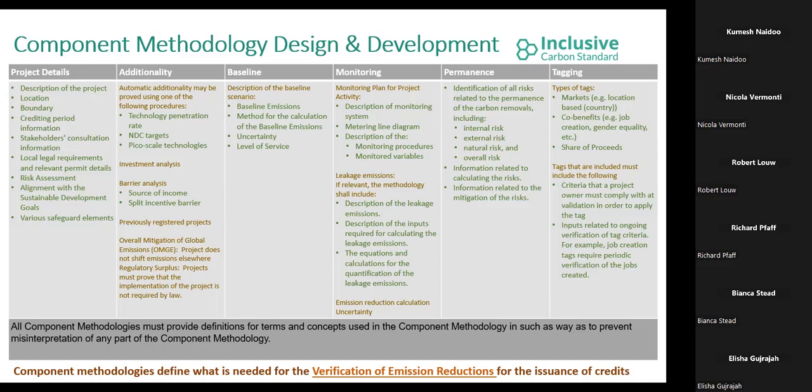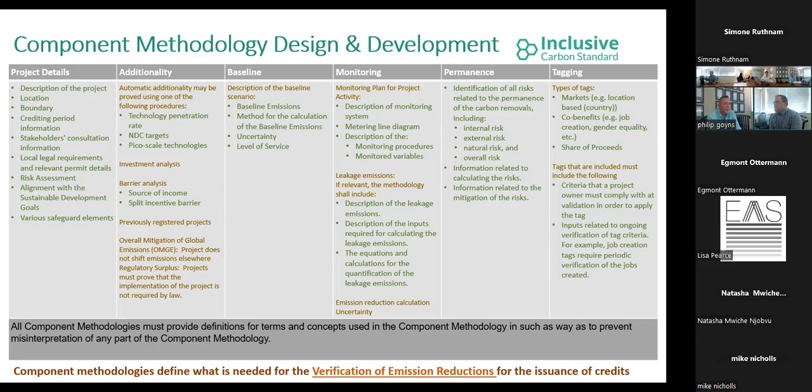And tagging could be a way of labeling the carbon credits in terms of the additional features that they may offer. So this could be related to certain markets or given supply chains or co-benefits. If we look at each of those component methodology types and what their requirements are, this is very useful in terms of providing a framework when you're developing your component methodology.